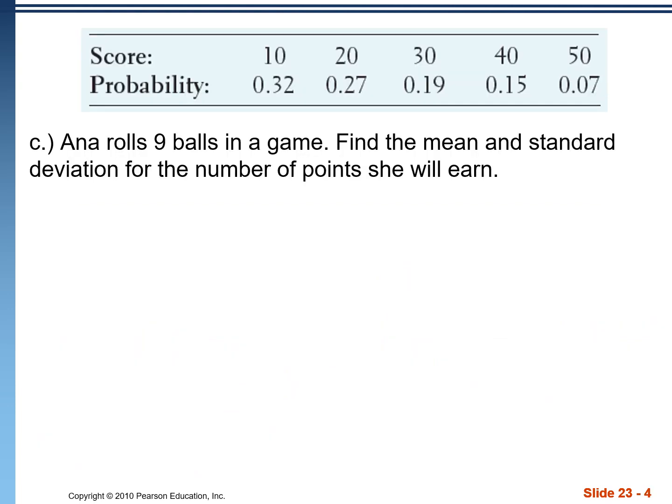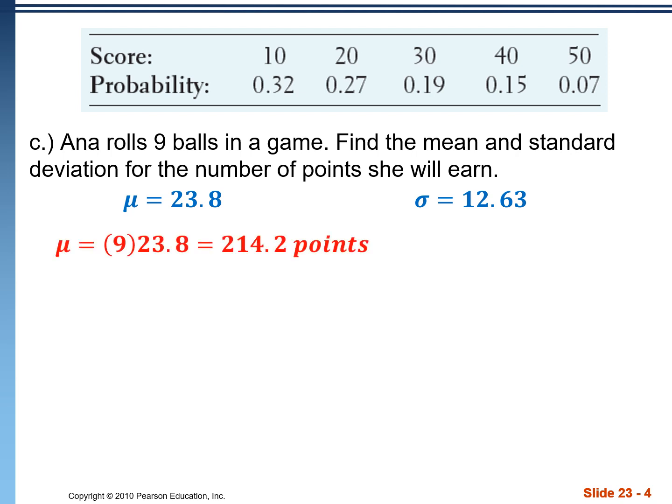Moving on to combining random variables. Let's say Anna rolls 9 balls in a game. What's the mean and standard deviation for the number of points she will earn across those 9 rolls? So the mean for a single roll was 23.8. Standard deviation was 12.63. Now we're talking about taking 9 rolls. The mean we find logically, just 9 times that 23.8. We would expect her to earn an average of 214.2 points.